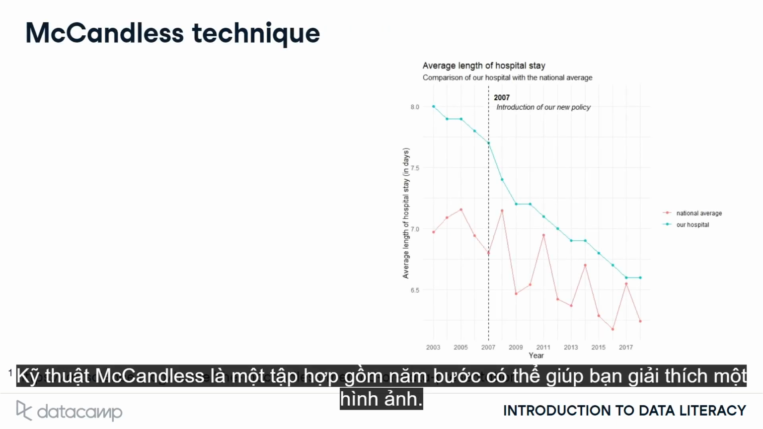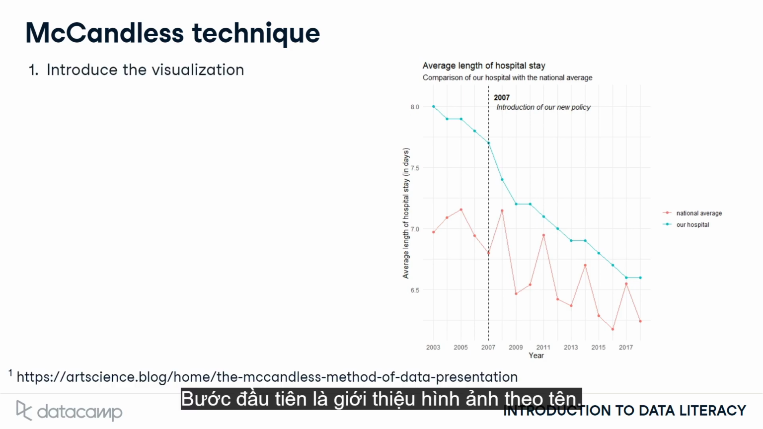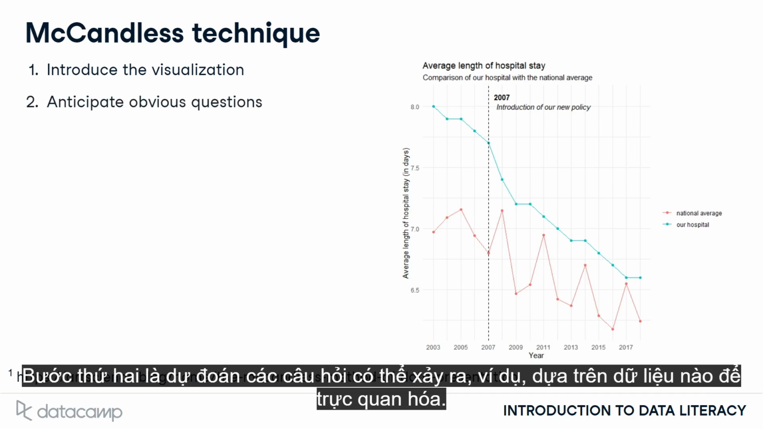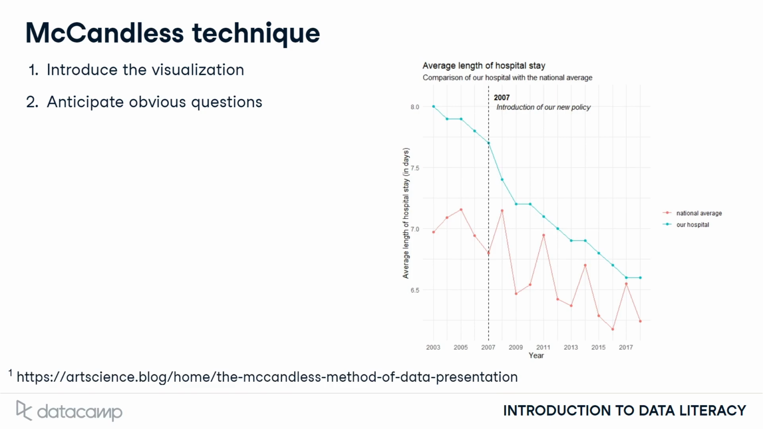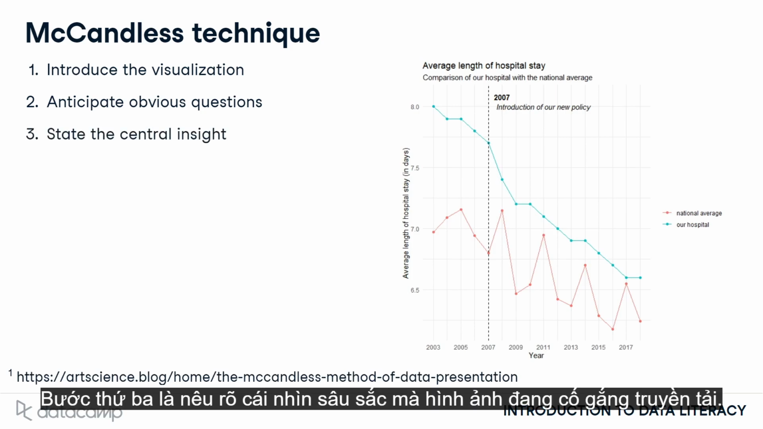The McCandless technique is a set of 5 steps that can help you explain a visual. The first step is to introduce the visualization by name. The second step is to anticipate possible questions. For example, on which data the visualization is based. The third step is to state the insight the visual is trying to convey.